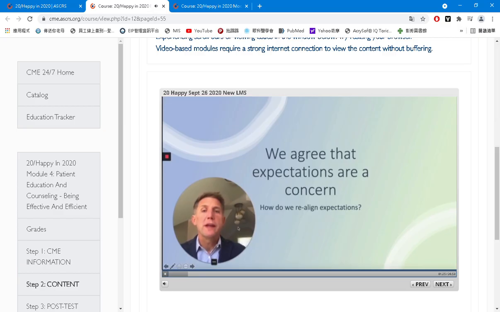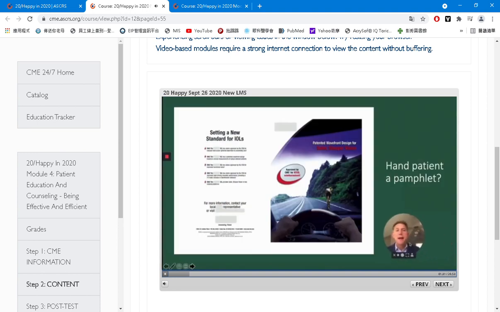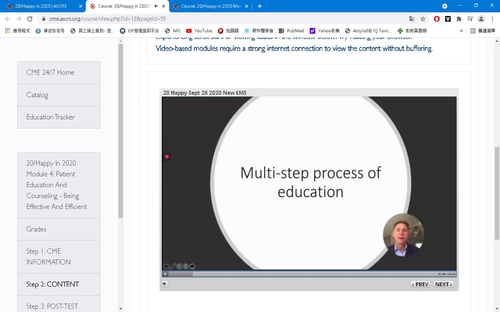So if we can all agree that expectations are a concern, how do we realign patient expectations? In the past, we used to say, okay, we'll just hand them a pamphlet and it'll talk about cataract surgery, and maybe that should do it. Now I think we've moved on from simply handing a pamphlet. I don't think that's quite adequate to educate the nuances of what's going on with modern day cataract surgery.